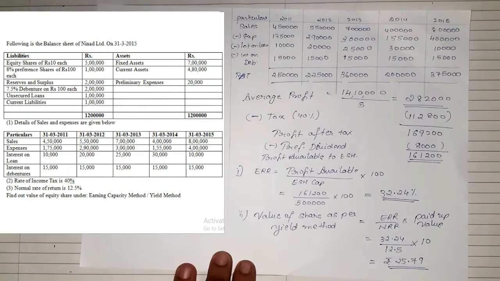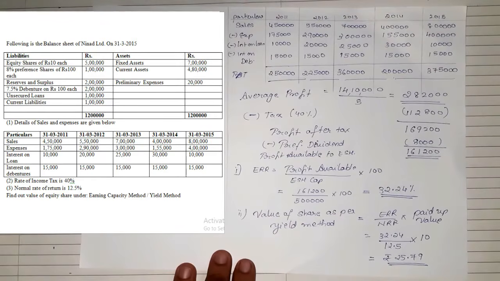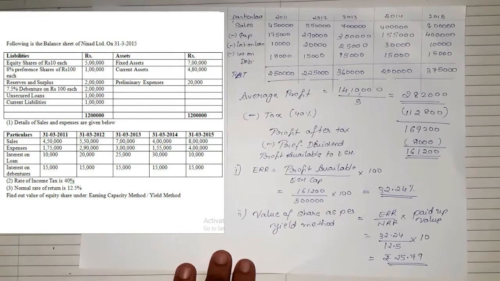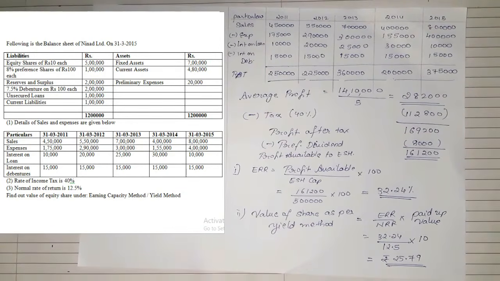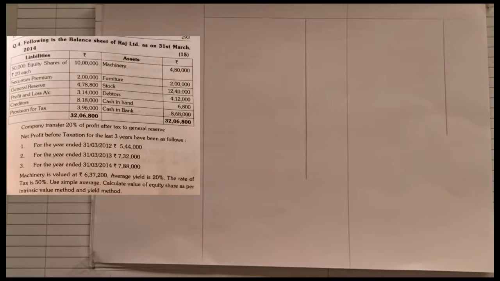Okay, so with that, the video based on finding value of share as per yield method comes to an end. With this, we were able to solve two different sums under the same method. I hope everyone has understood this. With that, we will be ending this video here. Thank you. The next question, we just read it once.